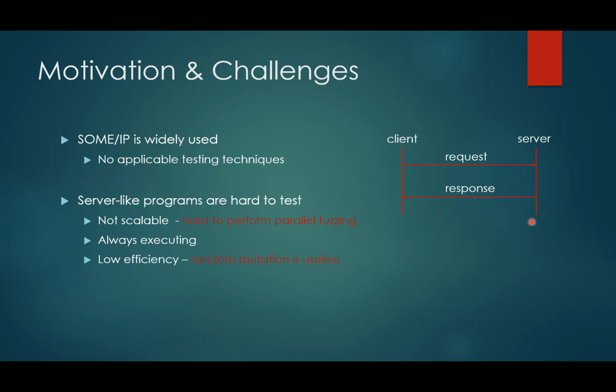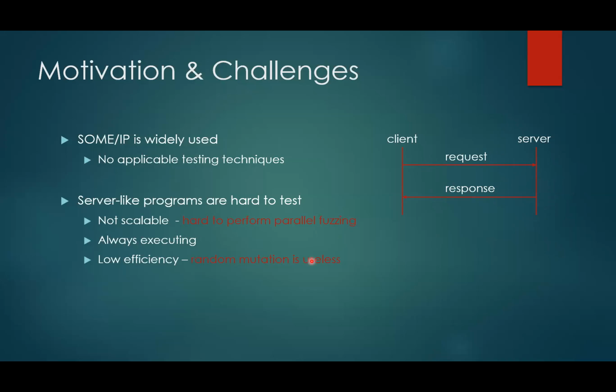This is because the server program may occupy some unique resource of the device, like the port or some files that are locked. So it is hard to perform parallel fuzzing on server-like programs. And the second problem is the server is always running. We can hardly observe the exit status of the server because it is always running.